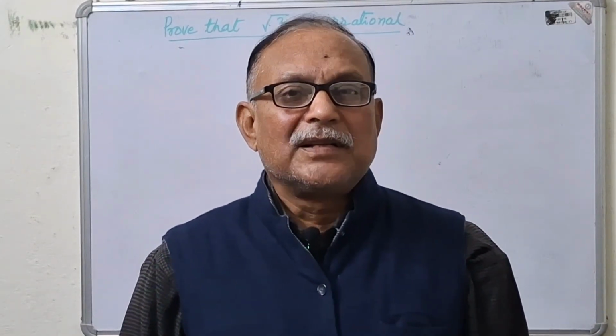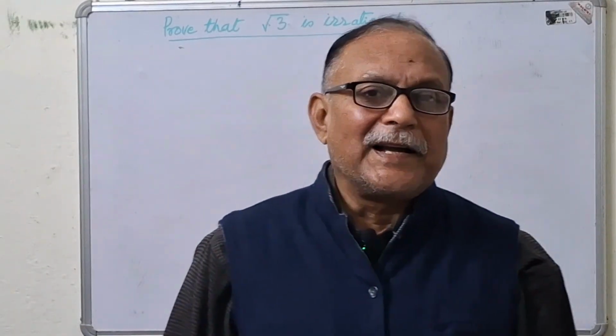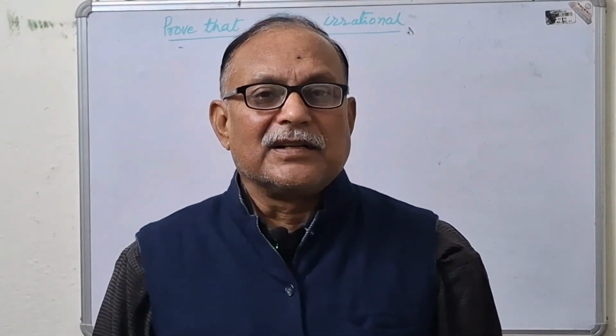Today we will discuss that square root 3 is an irrational number. This can be proved by method of contradiction. That is, first we assume that square root 3 is a rational number and finally come to the conclusion that our assumption is wrong and hence square root 3 is an irrational number.